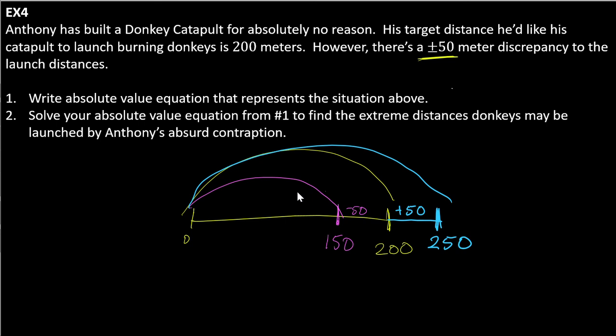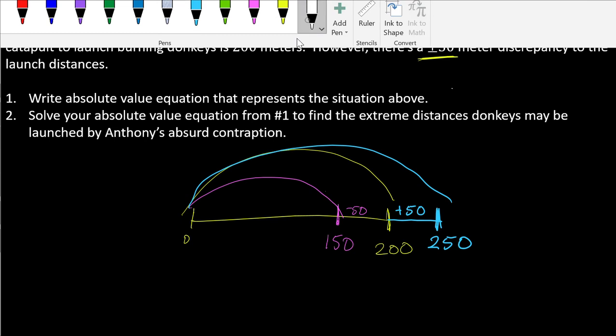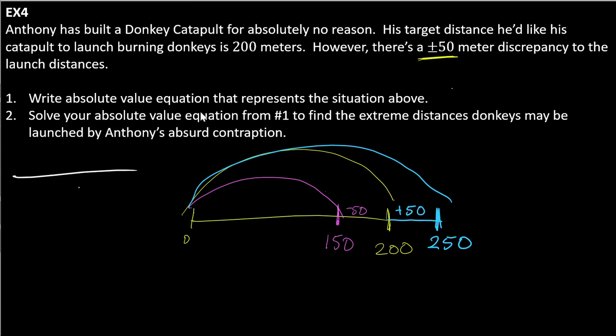Okay, so this is what our number line is going to look like. This is how we would represent this. So we're kind of working backwards now, right? So our midpoint is 200, and then we have plus or minus 50 to either side. So either 250 or 150, right?